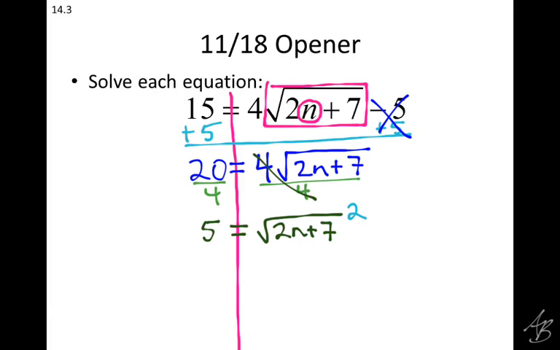Remember, squares go up and to the right. If I square the right side, I have to square the left side. So make sure we square both sides here. The square and the square root are going to cancel each other out, which leaves what on the right side? 2n plus 7. And on the left side, 5 squared is 25. All right, so there's our new equation. Now what? Subtract 7.